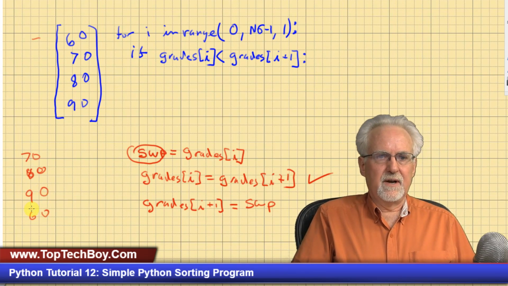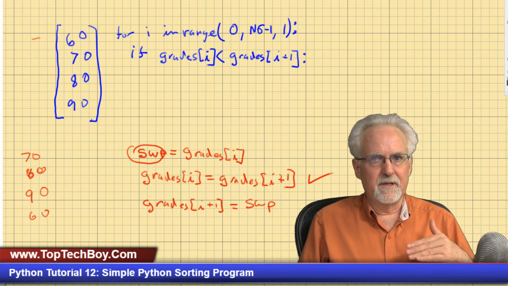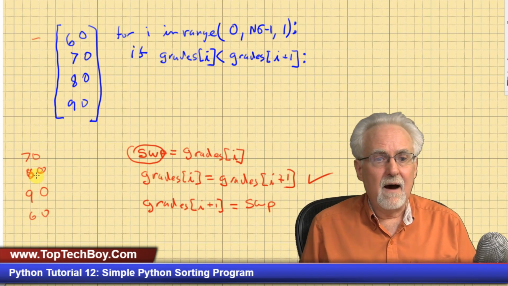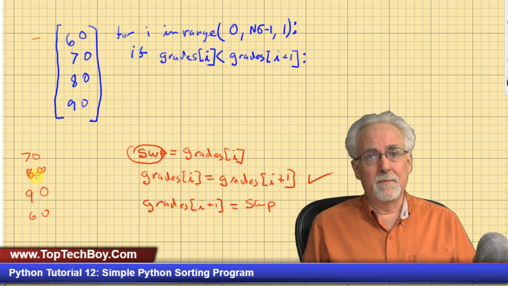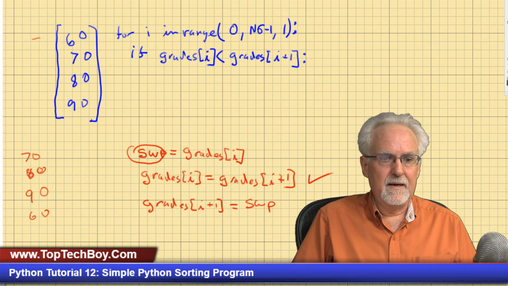Okay, so it's basically just going to bubble that 60 from the top of the list down to the bottom of the list, and everything else is going to go up by 1. Now, am I in a better position than I was before? Yes, because at least the low grade is all the way down here.